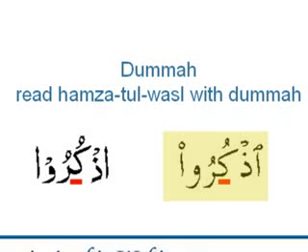wasl as if it carries a dhamma itself. Okay, so here we've got the word udhkuru. So we've read udh on the first sound, which is the hamzatul wasl with the dhamma. And again, what we've done, you've got hamzatul wasl, the second letter is sakin, and the third letter carries a dhamma. So we read the hamzatul wasl as if it's got a dhamma.